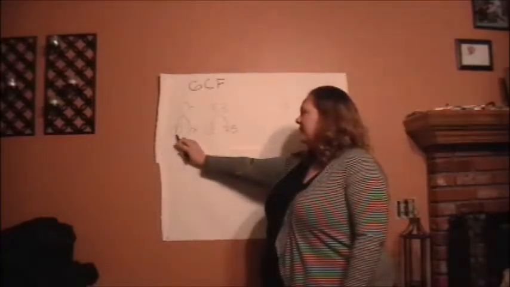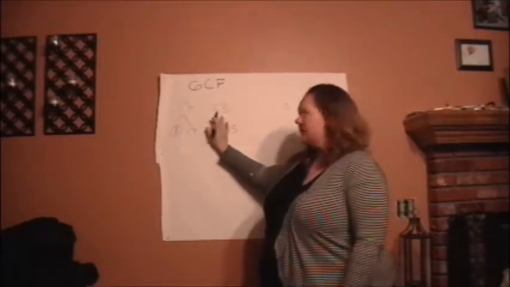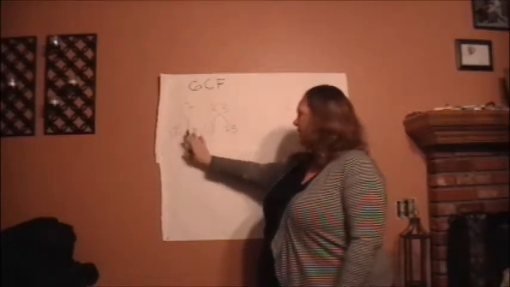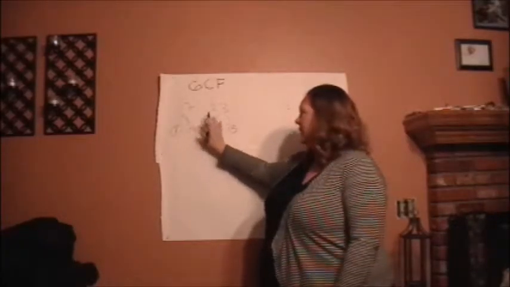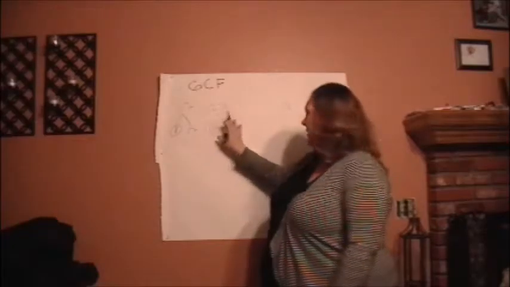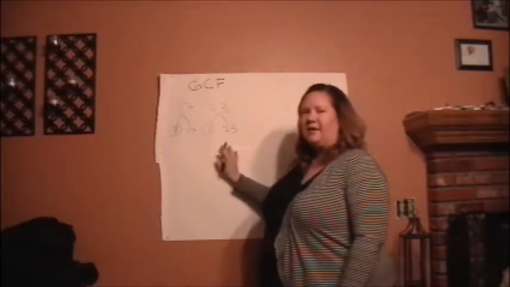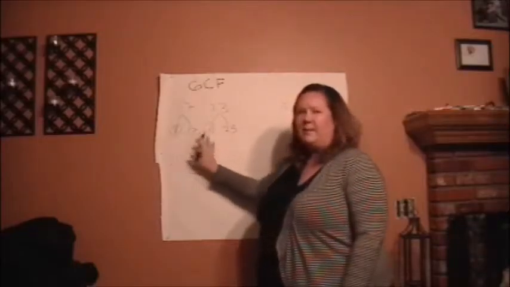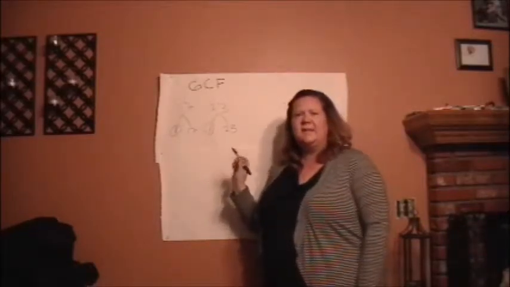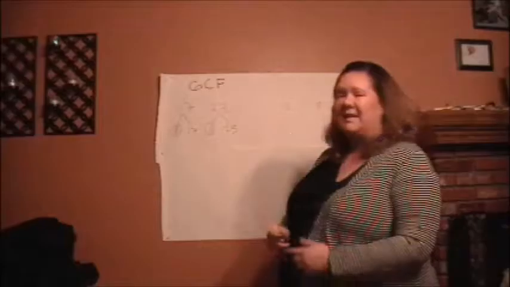Perfect. So first, let's try 17 and 23. We know that 1 is a factor, and we know that 17 is a factor. For 23, we know that 1 is a factor, and 23 is a factor. Great job. So our greatest common factor for these two numbers would be the number 1. Does anybody else know anything else about GCF?